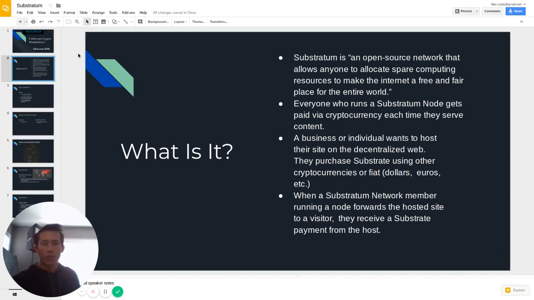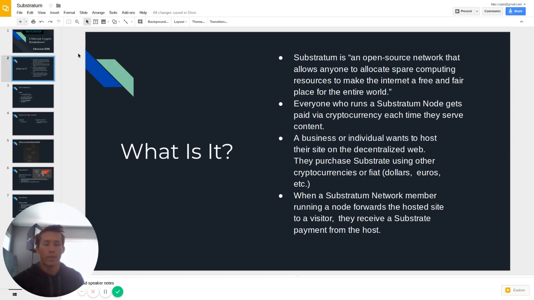So how it works essentially is a business or individual wants to host their site on the decentralized web. They purchase Substrate using other cryptocurrencies or fiat. And when a Substratum network member running a node forwards the hosted site to a visitor, they receive a Substrate payment from the host.